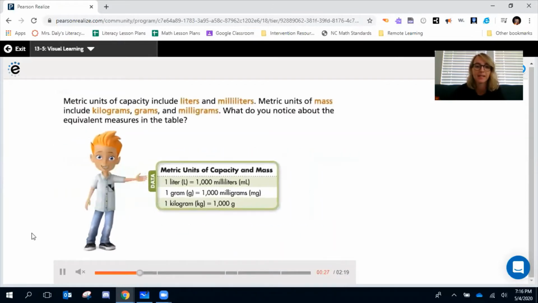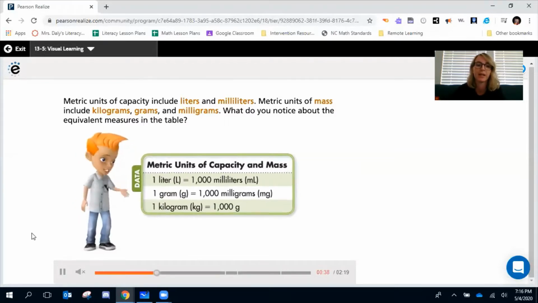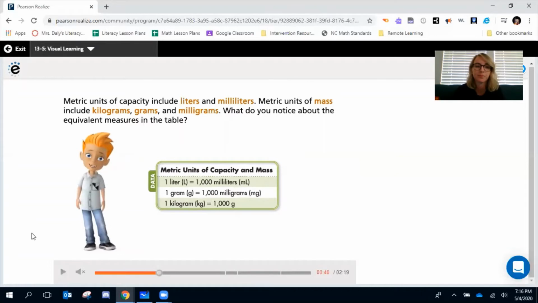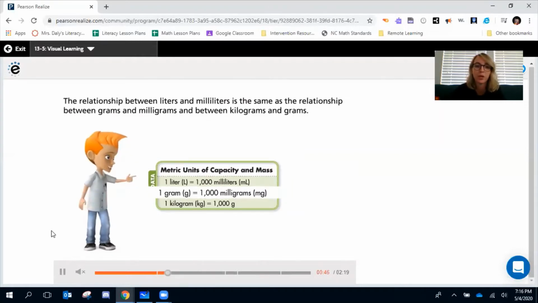Metric units of capacity include liters and milliliters. Metric units of mass include kilograms, grams, and milligrams. What do you notice about the equivalent measures in the table? The relationship between liters and milliliters is the same as the relationship between grams and milligrams and between kilograms and grams.